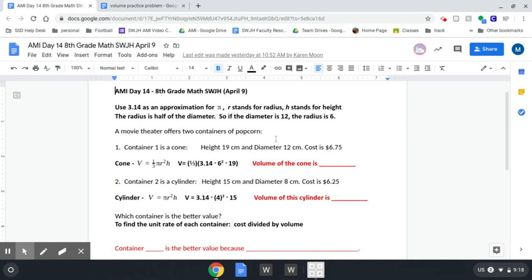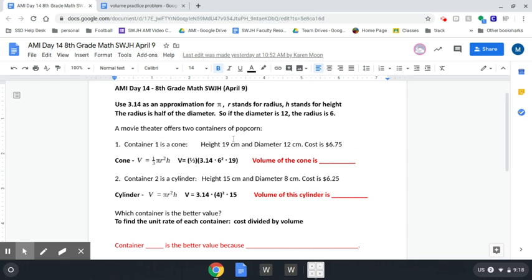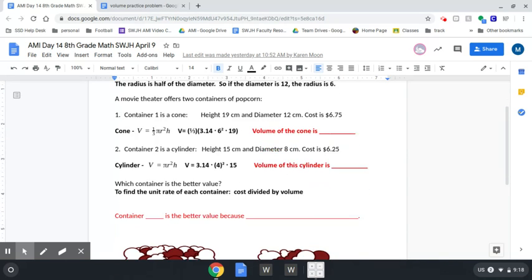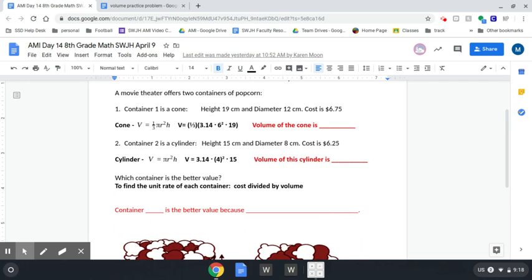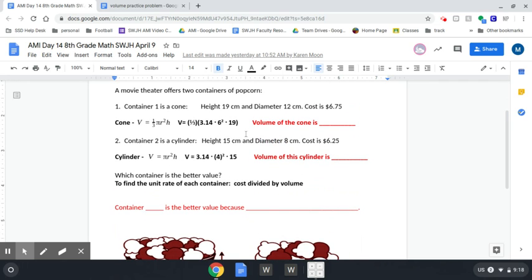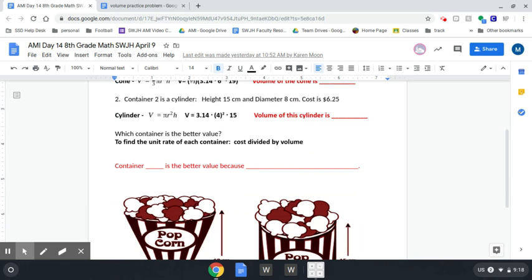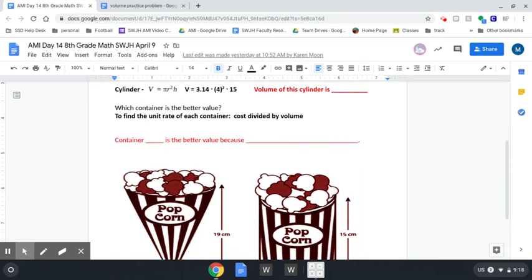Essentially, this problem is comparing the volume of two different shapes. One is a cone and one is a cylinder, and we're trying to decide which one has the better cost, or the better rate. So after you figure the volume, you are going to take the cost and divide it by the volume and see which one has the lower cost, that being the better bargain for you when you buy your popcorn.